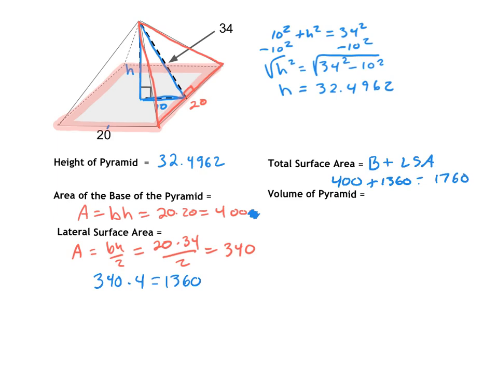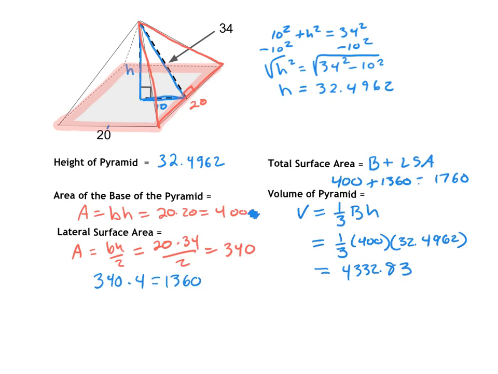Now, to find the volume of the pyramid, volume is going to be 1/3 the area of the base times the height. So that'll be 1/3 times 400 times the height, which we found earlier is 32.4962. When you multiply all that together, you get 4,332.83.